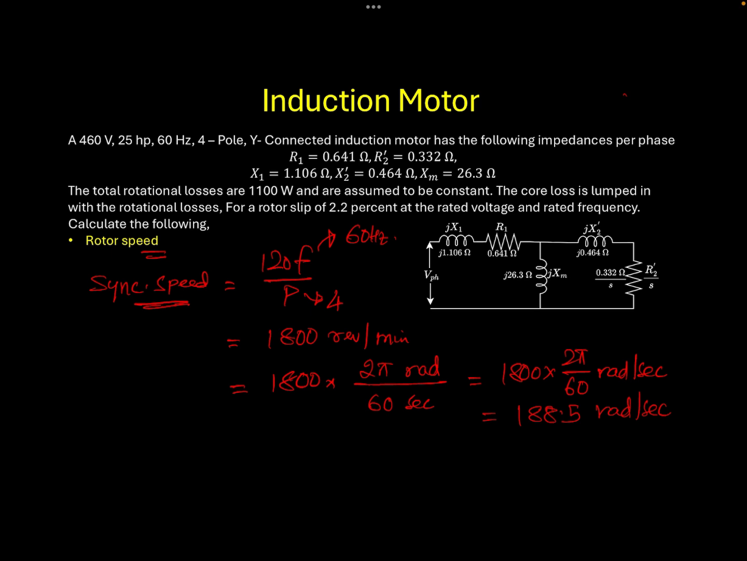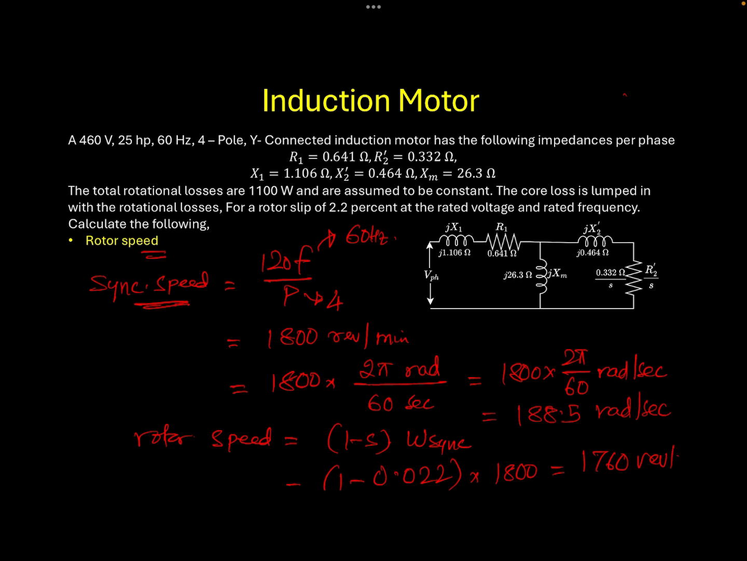But if you want to get the rotor mechanical speed, the rotor speed is (1 minus s) times the synchronous speed. Now the value of the slip is already given in the problem, that is 0.022. If you multiply that with 1800, you will get the rotor speed in revolutions per minute, that is 1760 revolutions per minute.